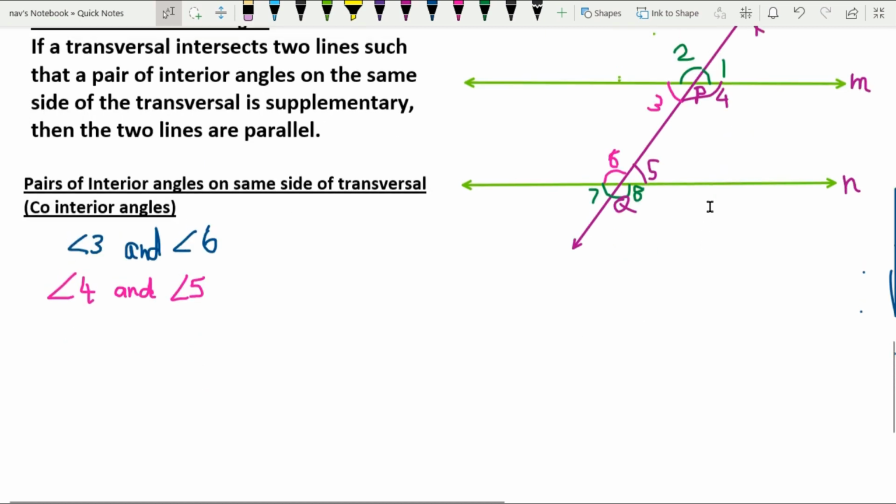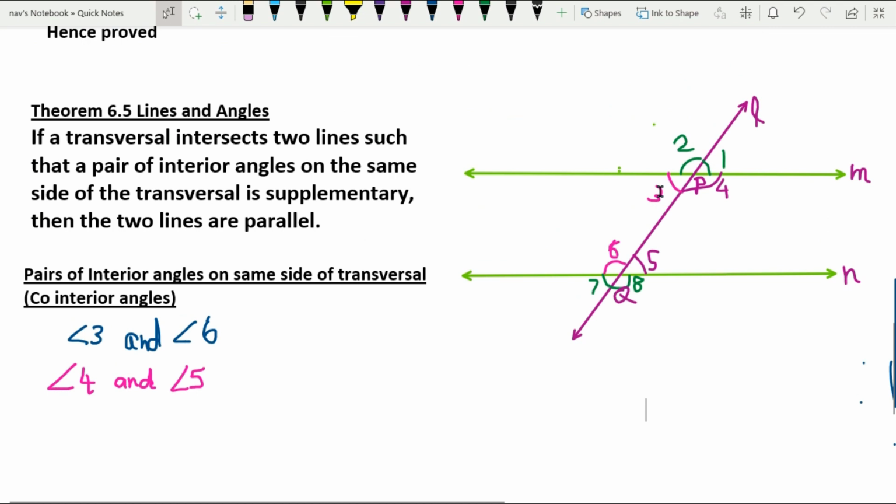Now what does the theorem say? The theorem says that if angle 3 plus angle 6 equals 180 degrees, that means they are supplementary. Supplementary means if we add these two angles, we will get 180 degrees. So if angle 3 plus angle 6, the one pair from this, equals 180 degrees, then line M will be parallel to line N. Similarly, for the other pair also, if angle 4 plus angle 5 is 180 degrees, then again line M will be parallel to line N. This is what this theorem states.